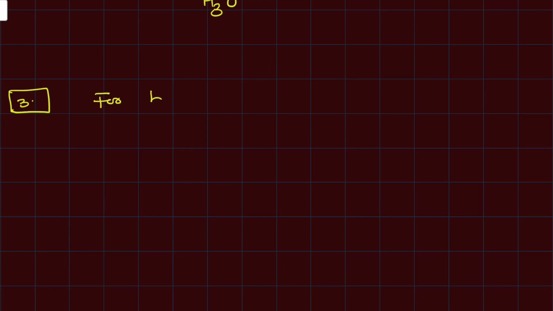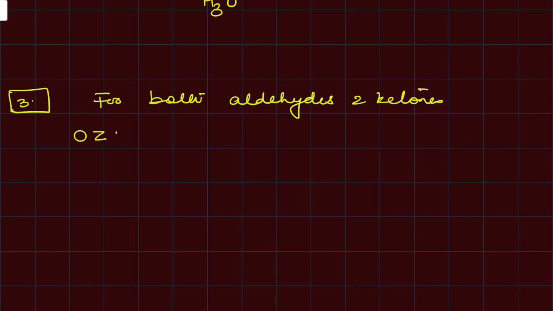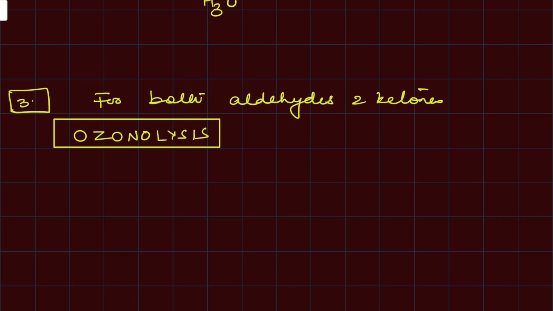Let's move on to the third method. The third method is for both aldehydes and ketones, and it's a very important reaction from grade 11. Many of you would remember this reaction by the name of ozonolysis. So ozonolysis is addition of ozone across the unsaturation. So I will just take a double bond, with what if I take benzene on one side and alkyl on the other side?